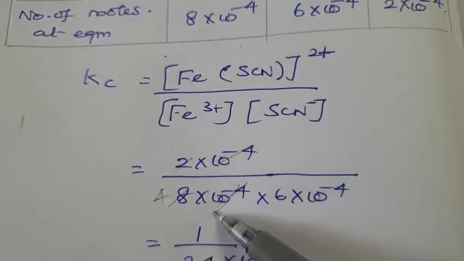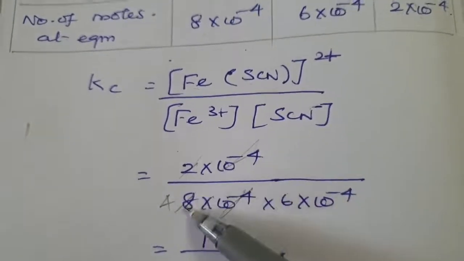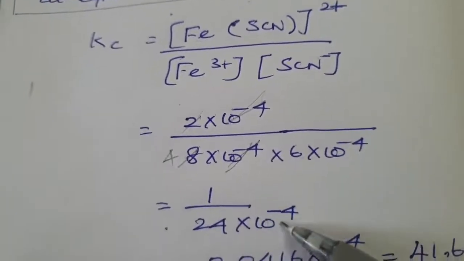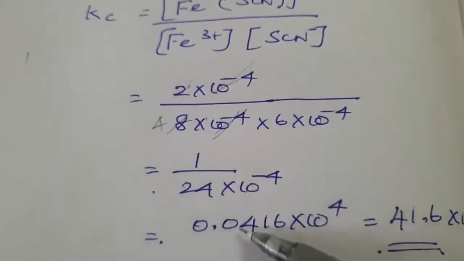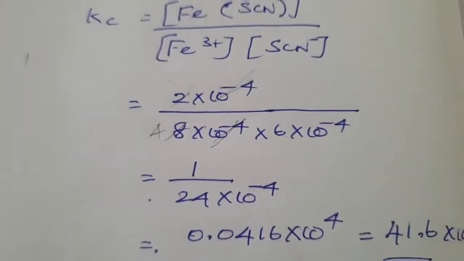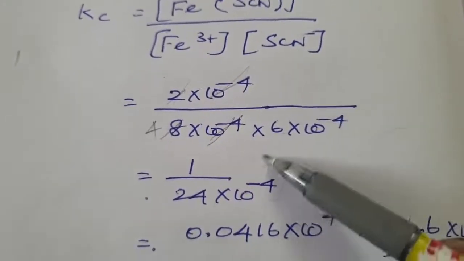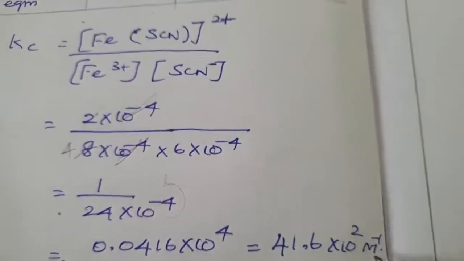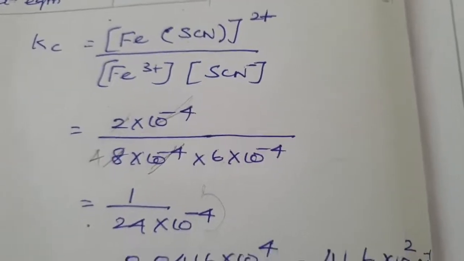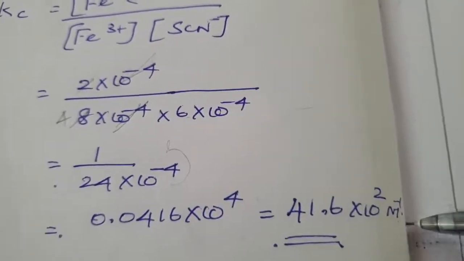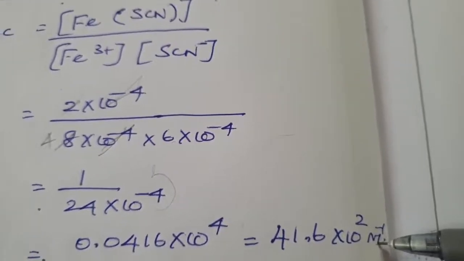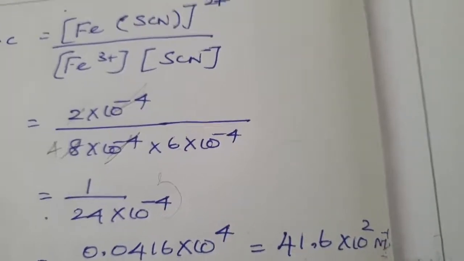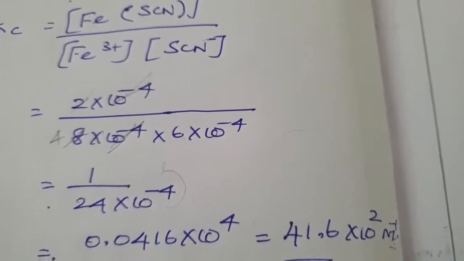Substitute these values: 10^-4 and 10^-4 cancel, 2 and 8 gives 4. So 1 divided by 4 × 6, that is 24 × 10^-4. So we can write 1 divided by 24, which gives 0.0416 × 10^4, as this 10^-4 will go to the numerator. We can write it as 41.6 × 10^2 per M. This is concentration, so you have to represent mole per liter. Mole per liter is represented by capital M, so 41.6 × 10^2 mol per liter, or M^-1.